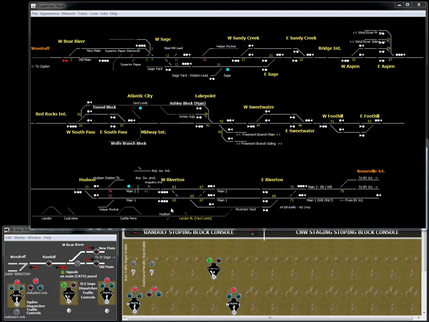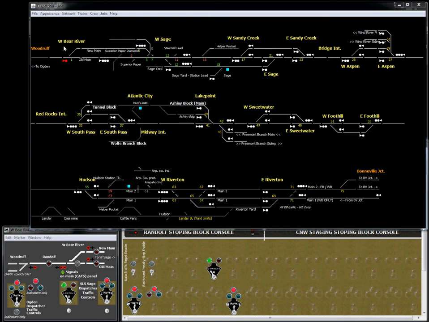Turnouts on this section of track, such as when it's dark, are not able to be thrown. They do not throw. They're just simply there for illustration purposes. Also, the turnouts that are up at Atlantic City, because they are in dark territory, do not physically control anything. They are simply there for illustration purposes. So just keep that in mind.